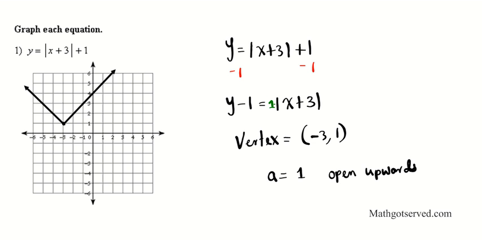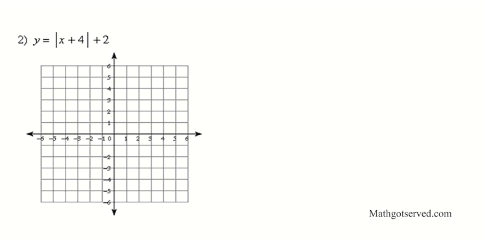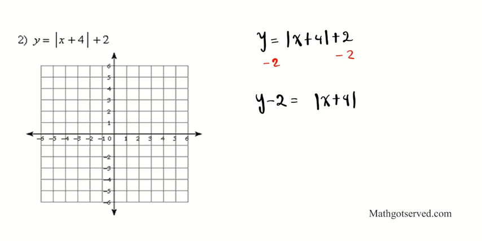All right, let's take a look at number 2. To graph this, I'm going to put the function in general form first. So we have y equals the absolute value of x plus 4, plus 2. I'll subtract 2 from both sides, and that gives you y minus 2 equals the absolute value of x plus 4. Now there's no number in front of the absolute value, so we can put a positive 1 there. With this information, the vertex is going to be negative 4, comma 2.